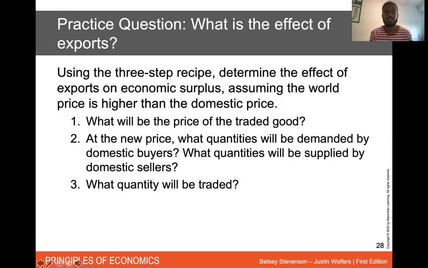So, practice questions. What is the effect of exports? Using the 3-step recipe, determine the effect of exports on economic surplus, assuming the world price is higher than the domestic price. What will be the price of the traded good at the new price? What quantity will be demanded by domestic buyers? What quantity will be supplied by domestic sellers? What quantity will be traded?